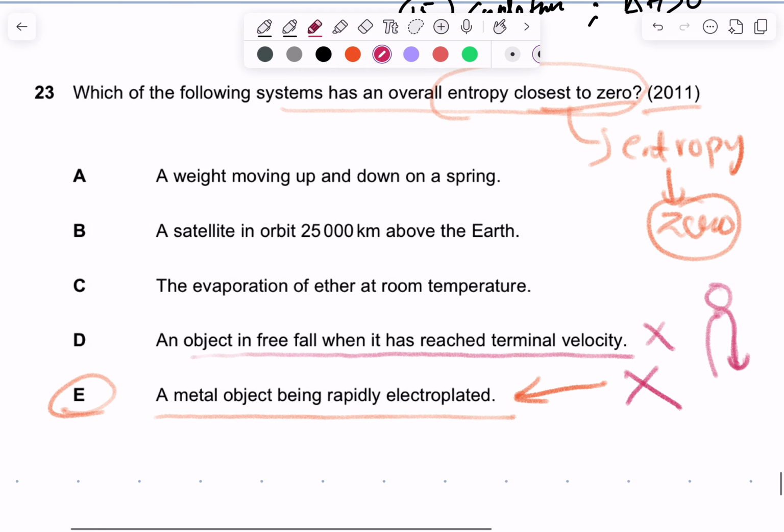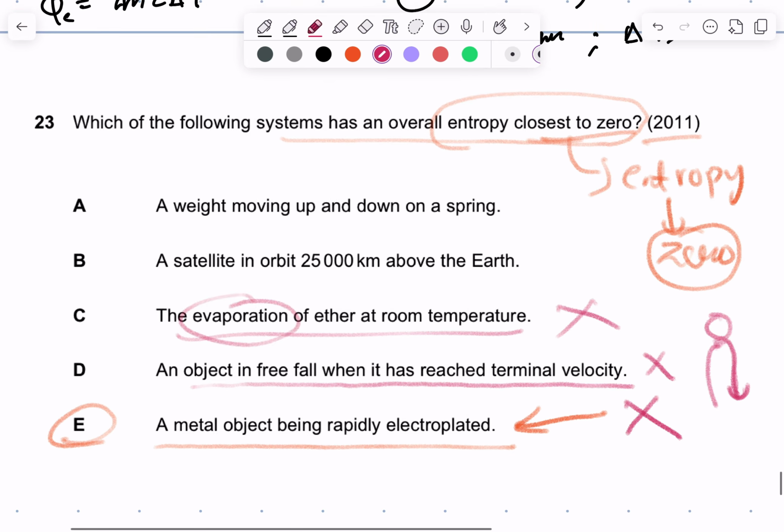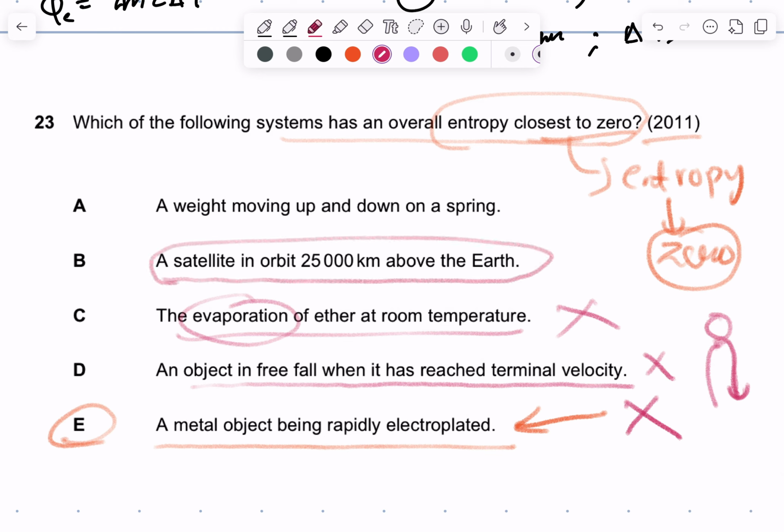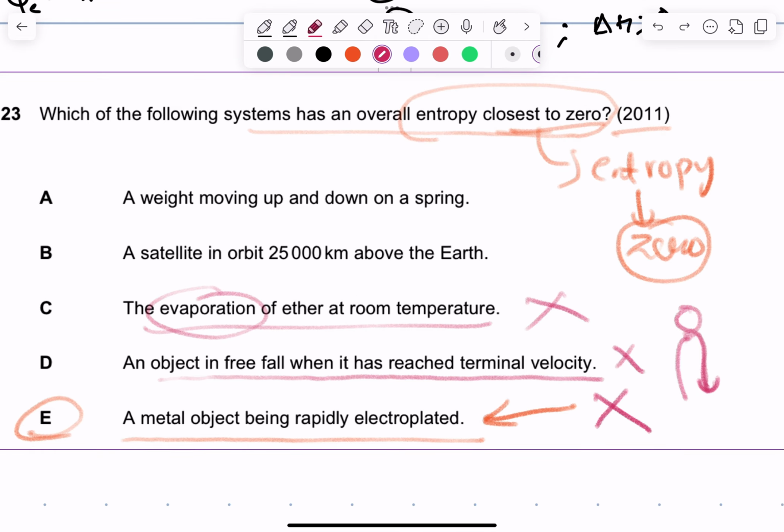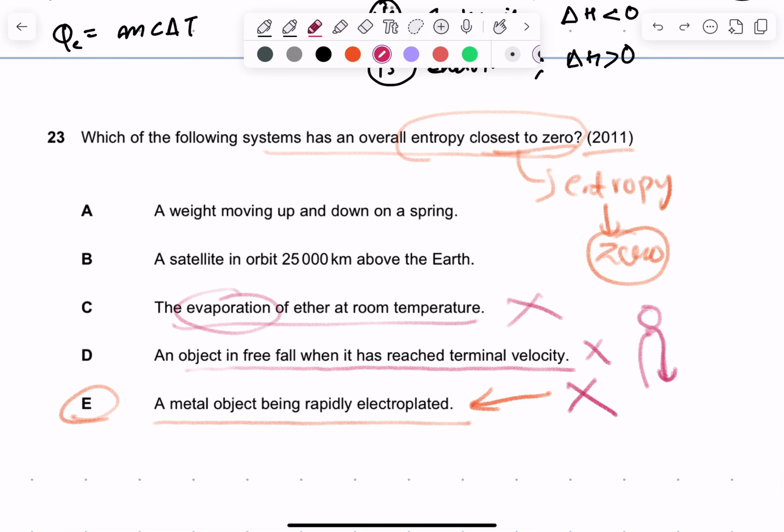The third is evaporation of ether. Of course not, because a lot of evaporation means a lot of disorder. Next, a satellite in an orbit 25,000 above Earth. This makes sense a little bit, but it is in the universe, which means a lot of heat is involved because of the sun rays, and the satellite is in constant motion. So it is still doubtful.